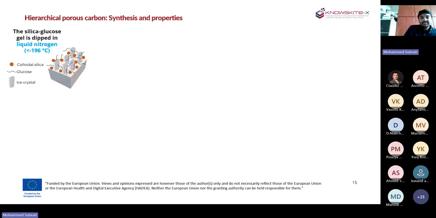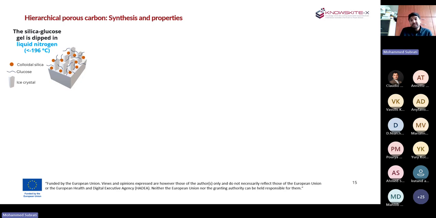Now to the porous materials. As I said, the most interesting of them are the hierarchical porous carbons. There are plenty of recipes, most of them utilizing hard templates. You use a hard template to template the mesopores, and for the micropores, you typically, of course, go for activation.